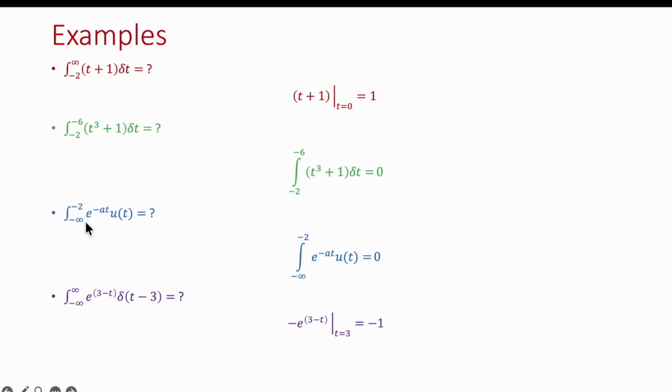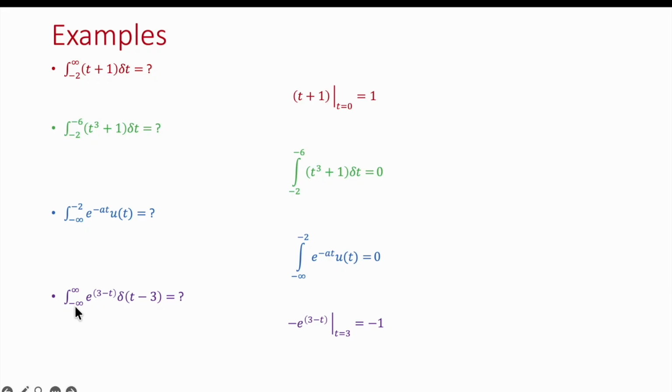will be 0. The third one is that you need to integrate from minus infinity to minus 2, where the function given is e raised to minus at ut. So ut is the unit step, which means that the unit step starts from 0 to plus infinity. But you can see that the limits are from minus infinity to minus 2. So the signal is not available from 0 to plus infinity. So that is why, again, the answer is 0.